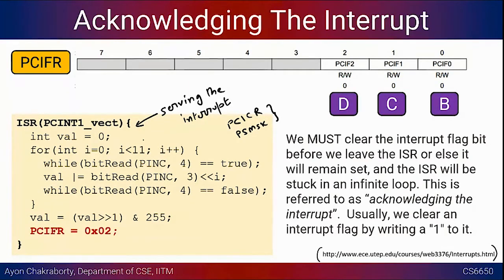In this case, we are trying to write 1 for port C. So PCIF1 will be set as 1, so this entire byte will become 2, right? All zeros followed by a 1 and a 0 at the end. So PCIFR is equal to 0x02.